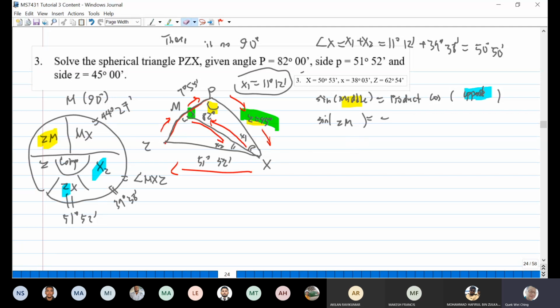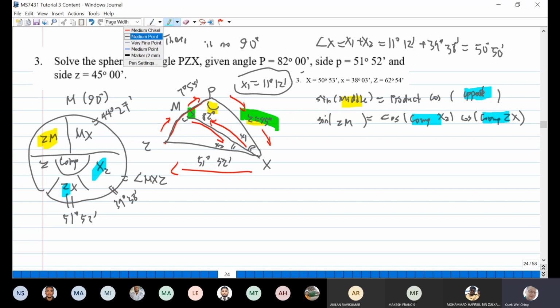So product of cosine. I start with cosine of... Now the problem is they are both in the lower part, so we also get cos of x/2, cos of Z/2. Okay, they are both in the lower part, so that's why we use cos there.